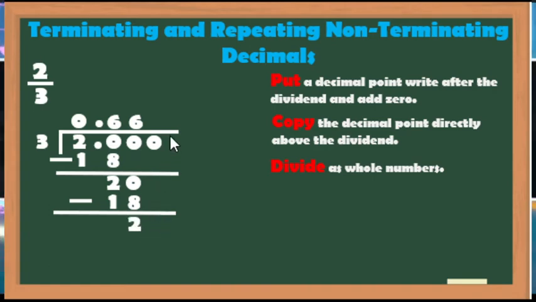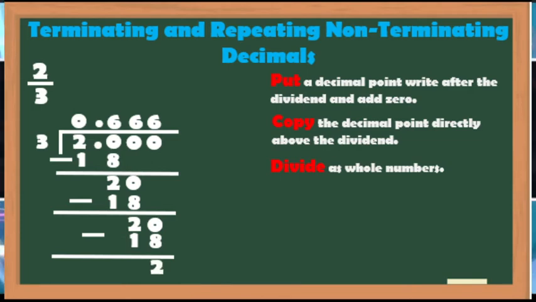Add 0 in our dividend. Bring down the 0. We have 20 divided by 3 is 6. Multiply 6 times 3 is 18. Subtract 20 minus 18 is 2. If you notice, we have a remainder of 2. And when we add 0 in our dividend and bring it down, then divide it by 3, we will get the number 6 as our quotient endlessly.